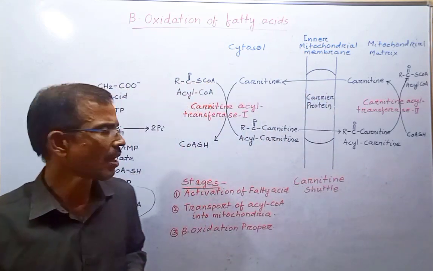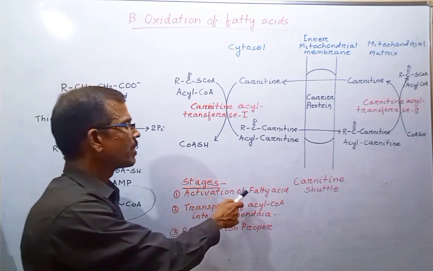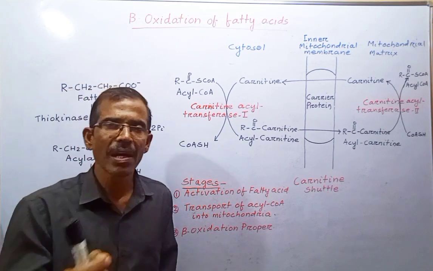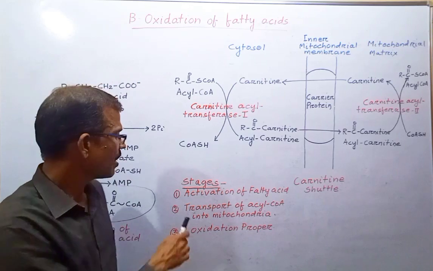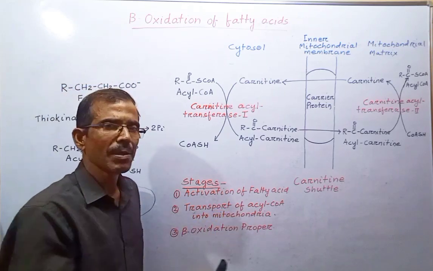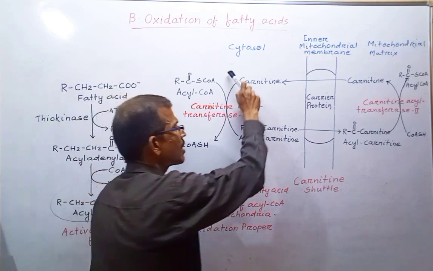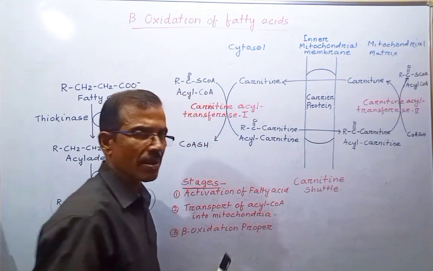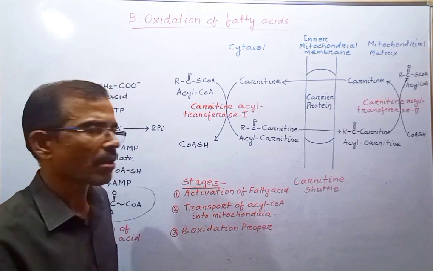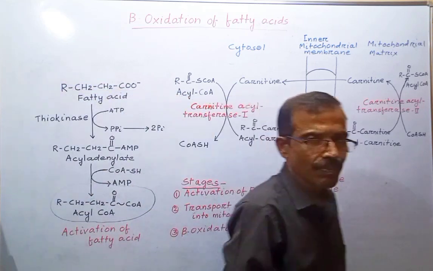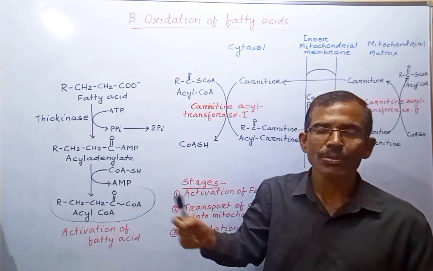The process of beta oxidation involves 3 stages. In stage 1, fatty acids are activated to acyl coenzyme A. This occurs in the cytosol. In stage 2, acyl coenzyme A, which is the activated form of fatty acid, is transported from the cytosol into the mitochondria. Stage 3 is beta oxidation proper, which occurs in the mitochondrial matrix. So stage 1 is activation, which occurs in the cytosol.